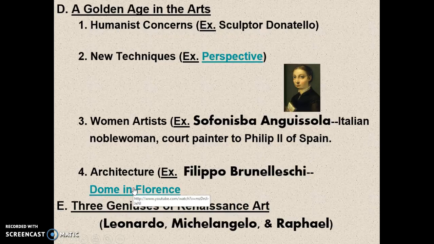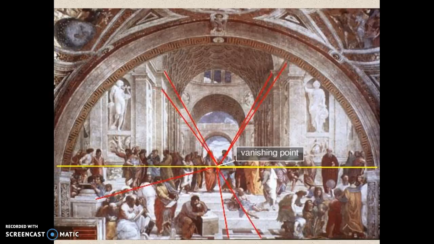And as well, in your book, and we will talk a little bit more especially about Leonardo da Vinci in the next class, we have three geniuses of Renaissance art. We have Leonardo da Vinci, Michelangelo, and the last one being Raphael. Now, again, this is a classic painting involving perspective. This is the School of Athens by Raphael.